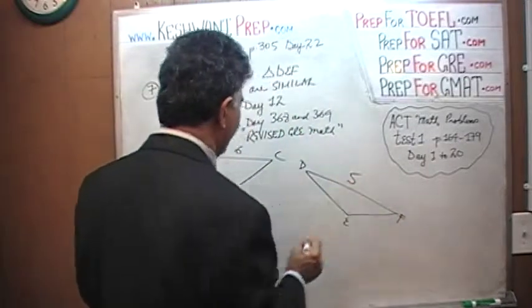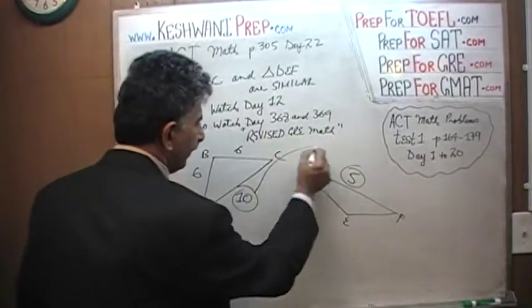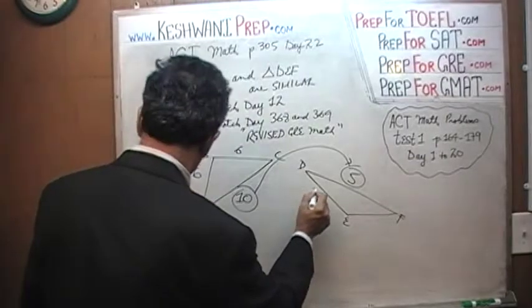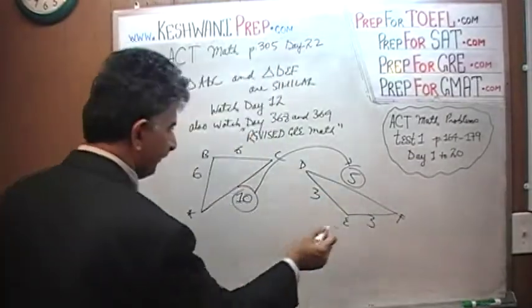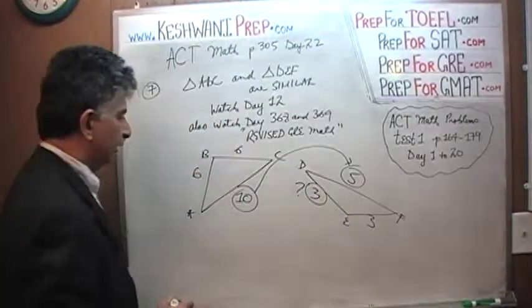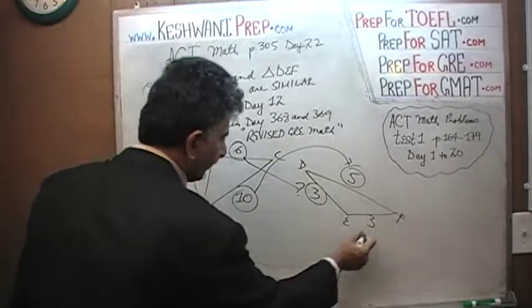And this we are told is 5. Since DF is 5, and this is 10, it's half as much. Therefore, since this is 6, this is going to be 3, and this is going to be 3. One side we are told is 3. This missing side is 3. Because this is 6, it's going to be half of that.